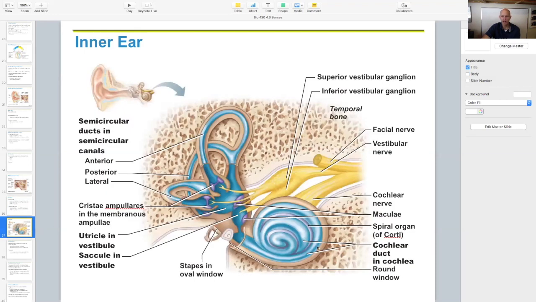Here's the cochlea, and inside the cochlear duct, right? Here are the semicircular canals in the bony part, and sitting in there are the semicircular ducts. And then here's the vestibule, and you can notice there's one sac, the utricle, and the second sac, the saccule. Okay, two sacs sitting in there.